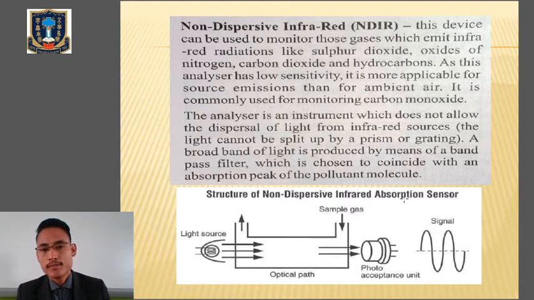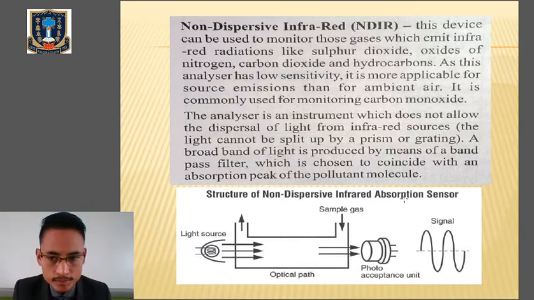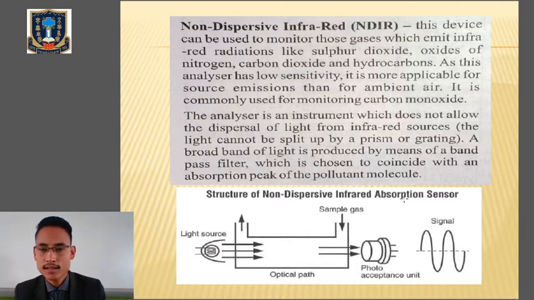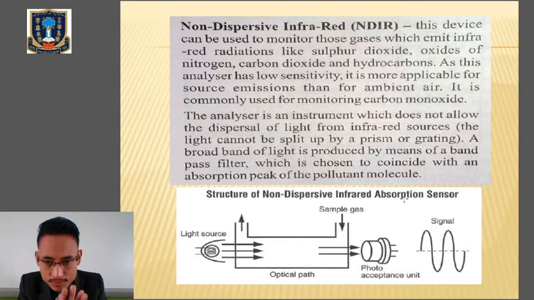Now the analyzer, which is mainly used to analyze the gases that emit infrared radiation, does not allow the dispersal of light. That means, unlike a prism which splits the light, the analyzer used in NDIR does not split the light, but rather it produces a broad band of light with the help of a band pass filter.